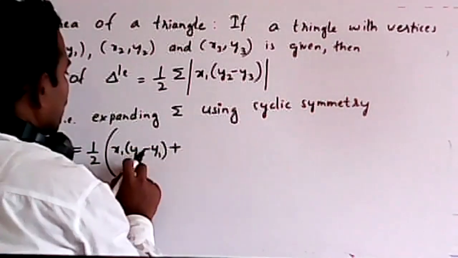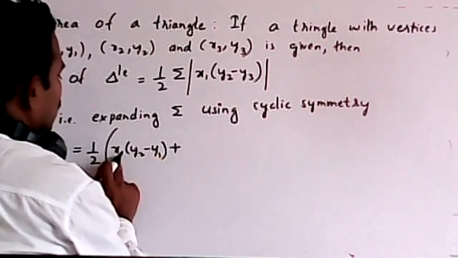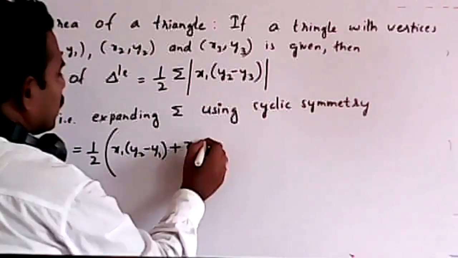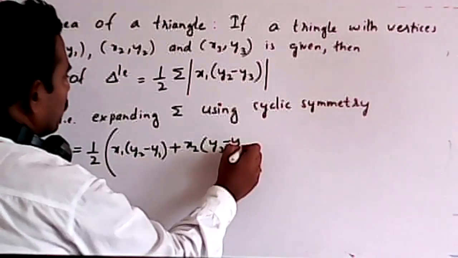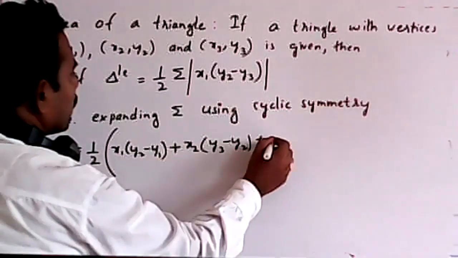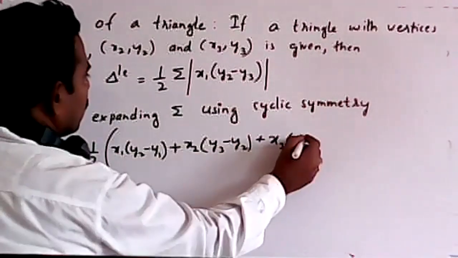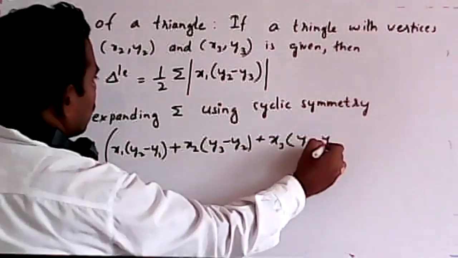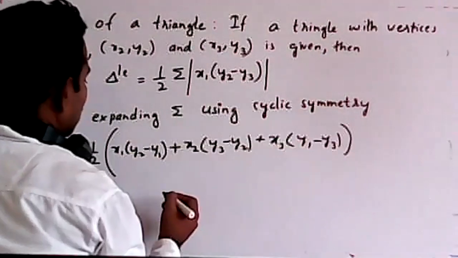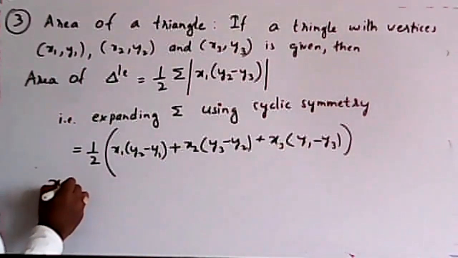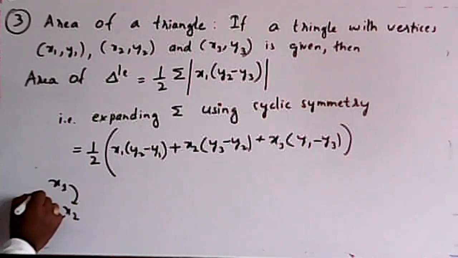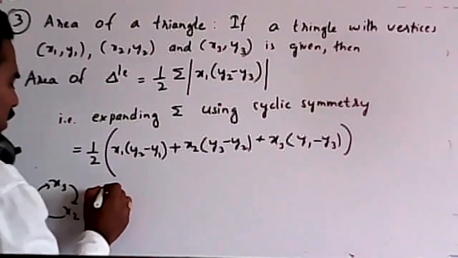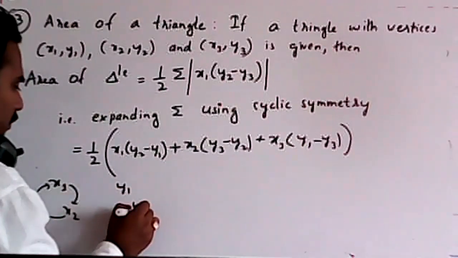plus, summation means addition, this right now. x1 becomes x2, y2 becomes y3, y1 becomes y2; again x2 becomes x3, y3 becomes y1, y2 becomes y3. That is cyclic symmetry means like this. If x1 is there, next you go to x2. If x2 is there, you go to x3. If x3 is there, you will go to x1. Similarly, y1, y2.